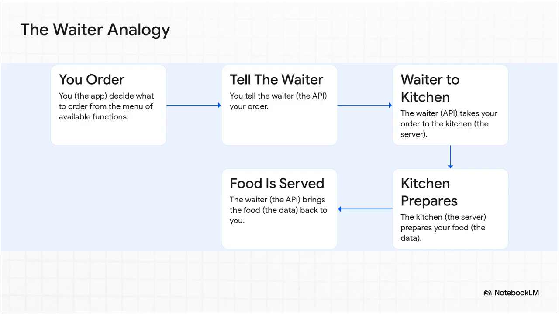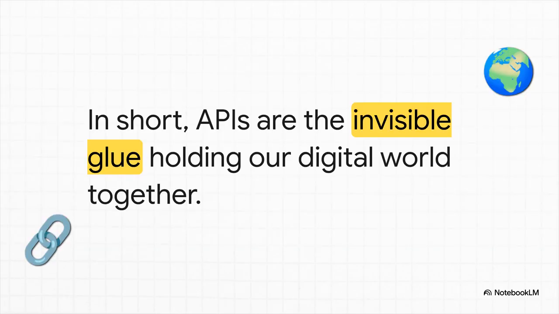It's the perfect messenger. And this isn't some rare technical thing. It's happening constantly. Every time a travel website shows you flights from 10 different airlines, or when Google Maps just magically appears inside your ride-sharing app, yep, that's APIs working behind the scenes. They really are the invisible glue holding this whole digital world together.